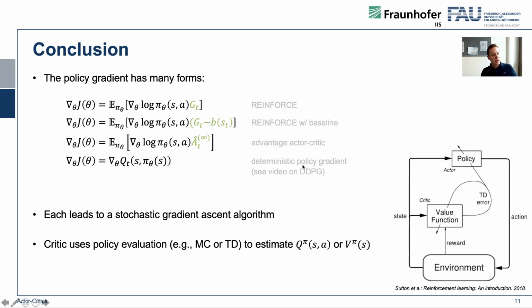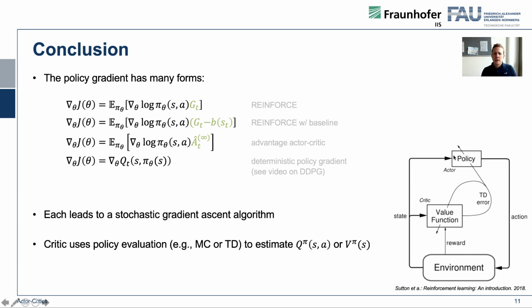However, all in fact lead to a stochastic gradient ascent algorithm that is actually used to update the policy parameters. And in any case, the critic uses some policy evaluation to estimate Q or V. This is also an image that you see a lot, introduced by Sutton and Barto initially, where you have a policy and the policy selects actions in the environment, and through the reward in the environment and the state, you approximate a value function.